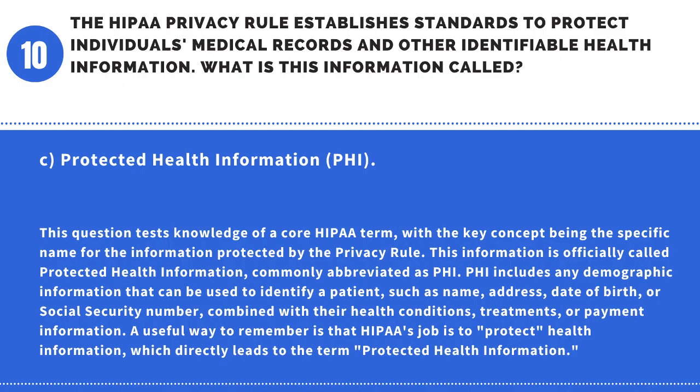PHI includes any demographic information that can be used to identify a patient, such as name, address, date of birth, or social security number, combined with their health conditions, treatments, or payment information. A useful way to remember is that HIPAA's job is to protect health information, which directly leads to the term protected health information.